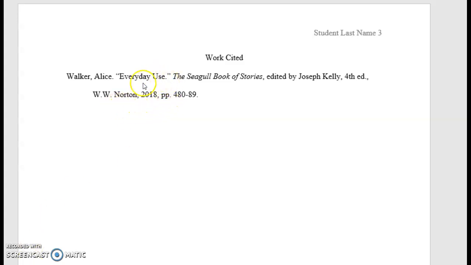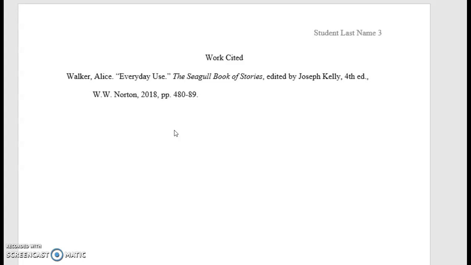After the publisher information, we have the date of publication of the textbook. Now, a lot of people are really tempted to put the date of publication for the short stories, but we want to put the publication date for the textbook itself, because again, the ideas, the way that we're reading these are going to be influenced by Joseph Kelly, this edition, and the date of publication of the textbook itself, not necessarily the short story.